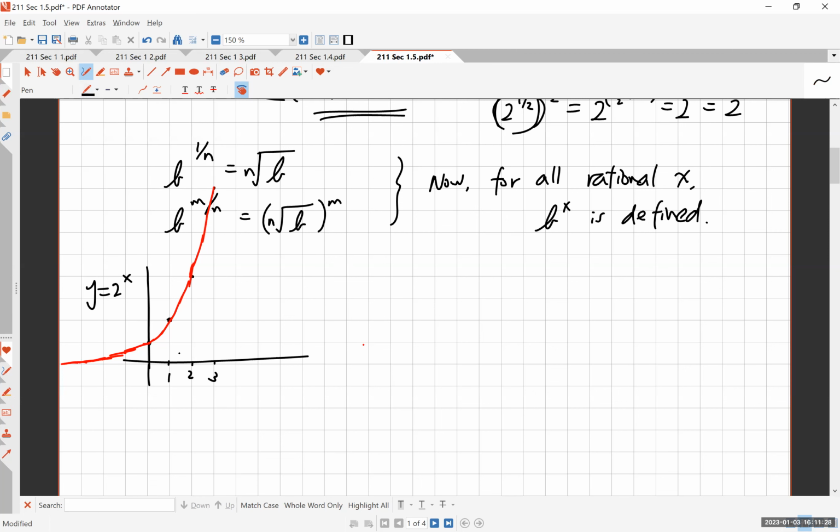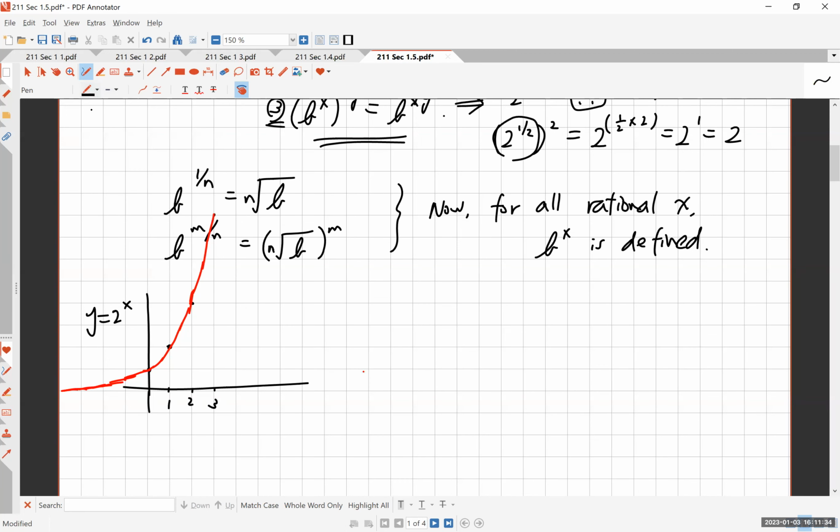Oh, by the way, I have filled in all the irrational points by continuity. We just assume that you can define this continuously. So that is the exponential function. So what do you know about the exponential function? This function f of x is equal to b to the x, where b is greater than 1. It is always increasing.